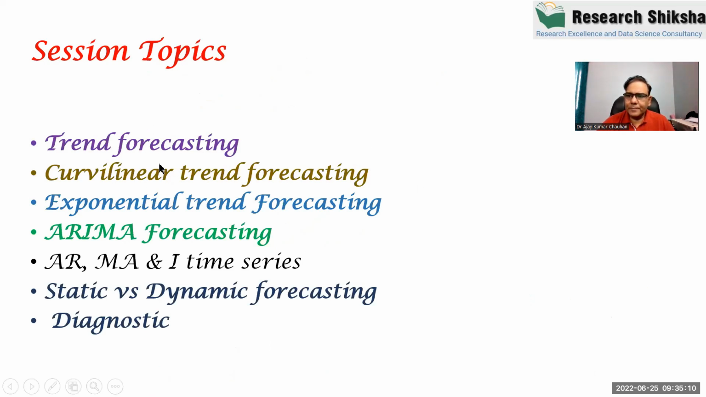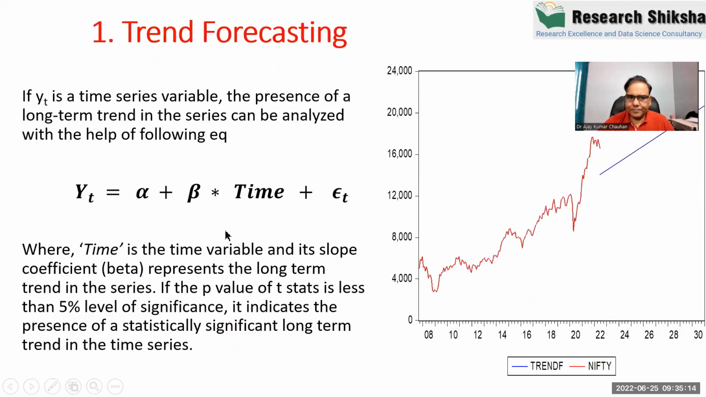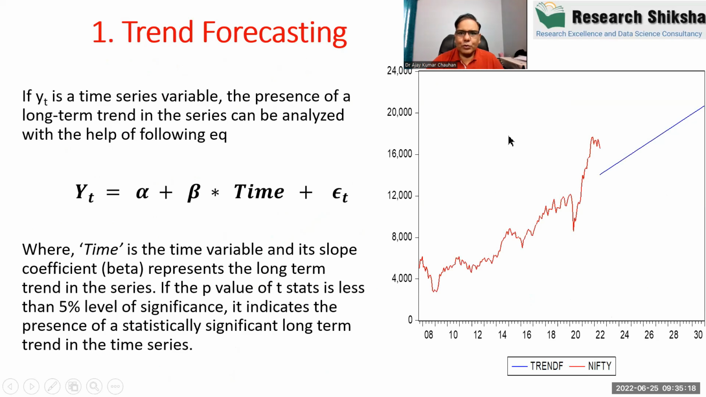These are the broad topics that we will discuss in today's session. The first type of forecasting that I'm going to show you is trend forecasting. We have studied the trend in our previous session, how to analyze the trend. When you run this regression model, YT is the time series, alpha is intercept, beta is the coefficient of the trend, this is simple time, ET is the error term. If we run this equation, the beta will tell you the trend. If beta is found to be significant, it means there is a significant trend in the series. And then we can use this equation to further forecast.